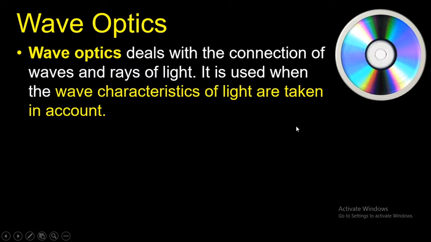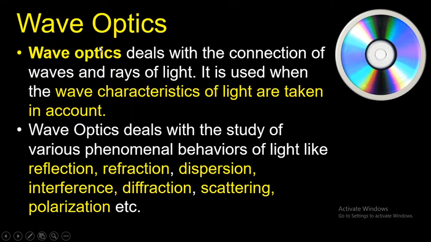So what's the difference between wave optics and geometric optics? Wave optics deals with the connection of waves and rays of light. It is used when the wave characteristics of light are taken into account. One of the most debated aspects of light is whether light is a particle or a wave, correct? In wave optics, we deal with the wave-like characteristics of light. Wave optics deals with the study of various phenomena and behaviors of light, like reflection, refraction, dispersion, interference, diffraction, scattering, polarization, etc. So that is wave optics.